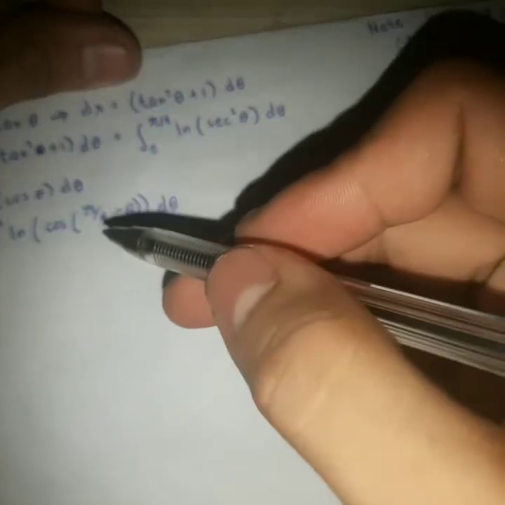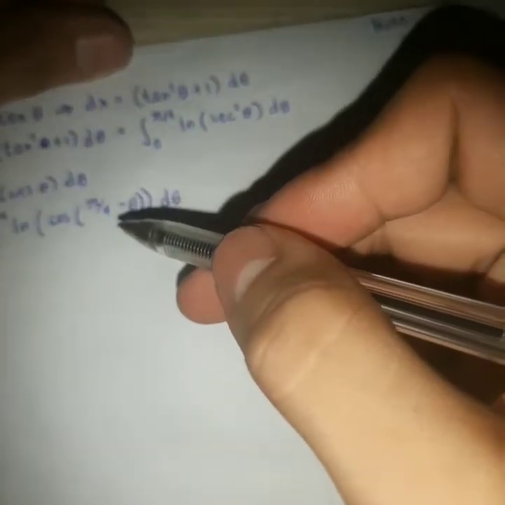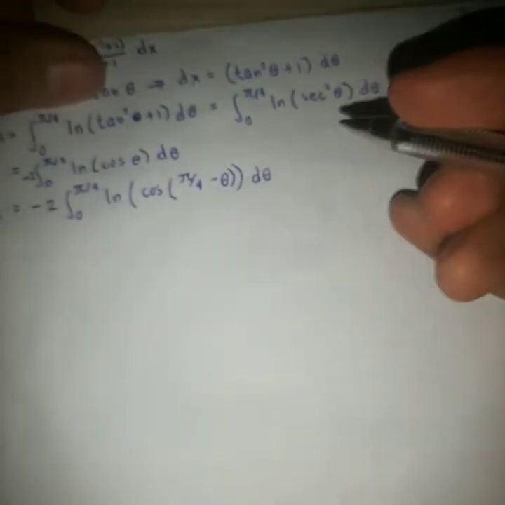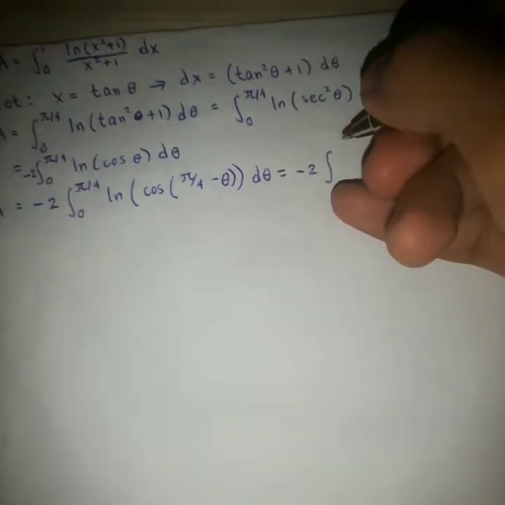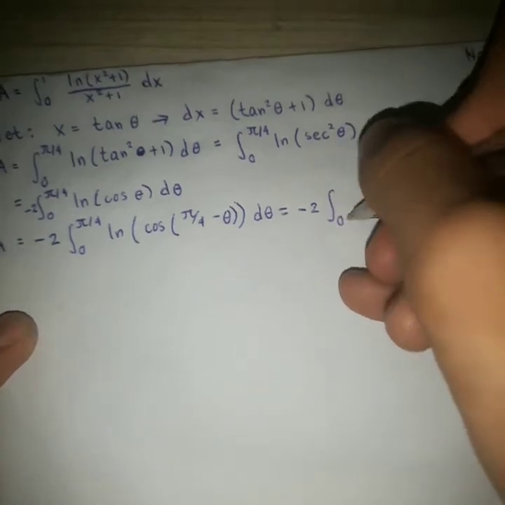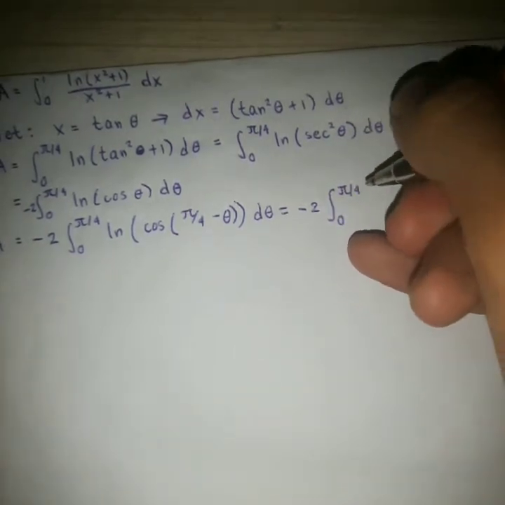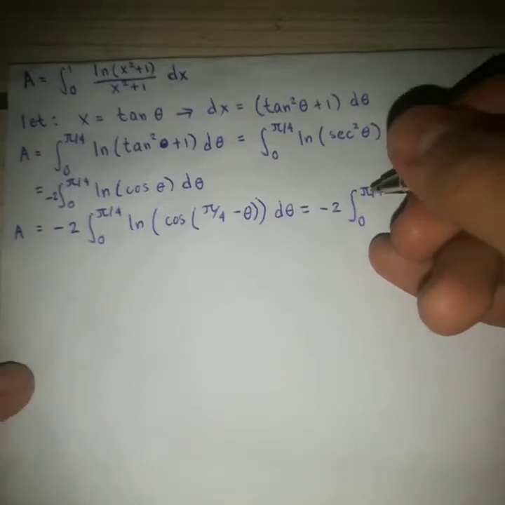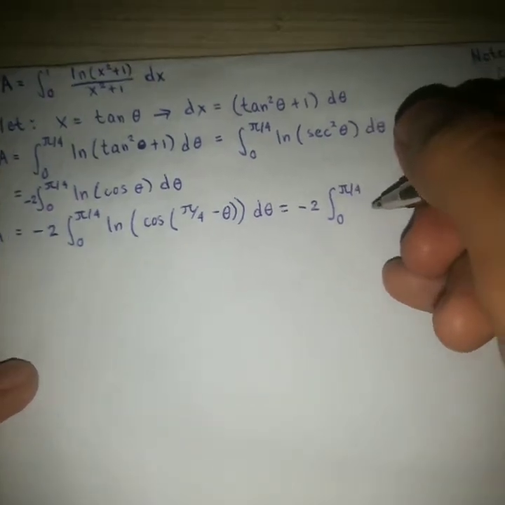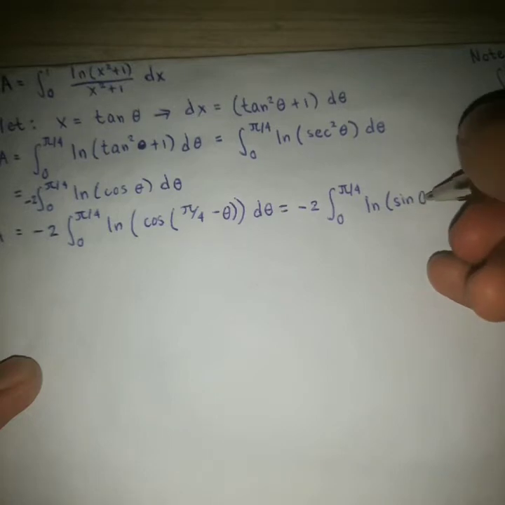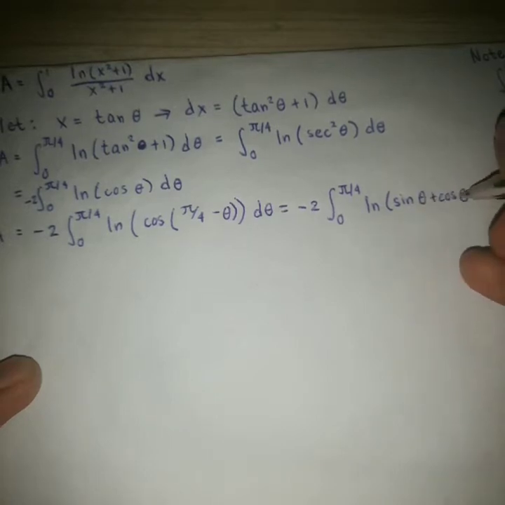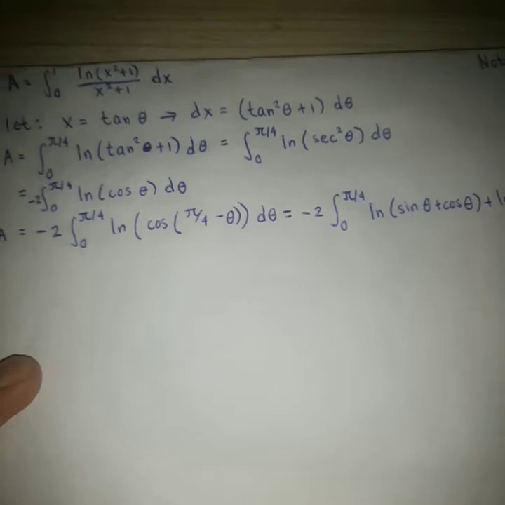And from the trigonometric identities, this would simplify to negative 2 times the integral from 0 to pi over 4 of ln of (sine theta plus cosine theta) plus ln of (square root of 2 over 2) d theta.